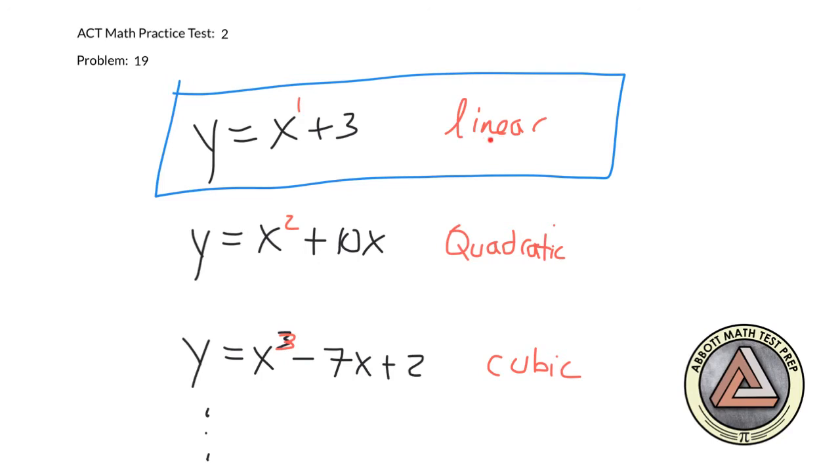And you need to remember that linear means line. If you were to graph this equation on an xy coordinate plane, it would form a line. Whereas this one would form a parabola. This one would form some shape that looks like this. Okay, and by the way, a parabola looks like that.